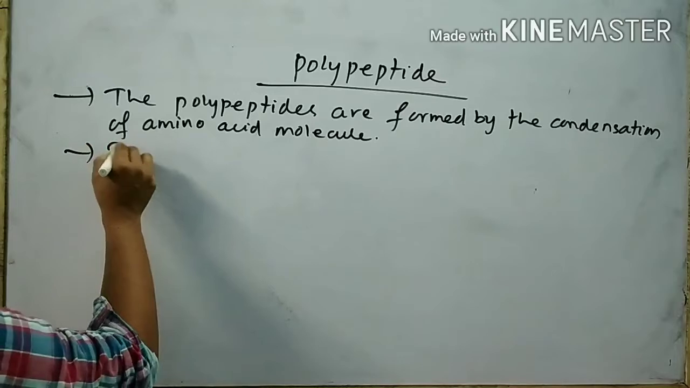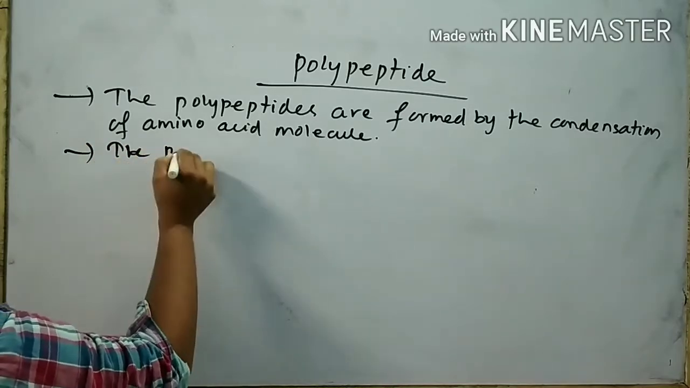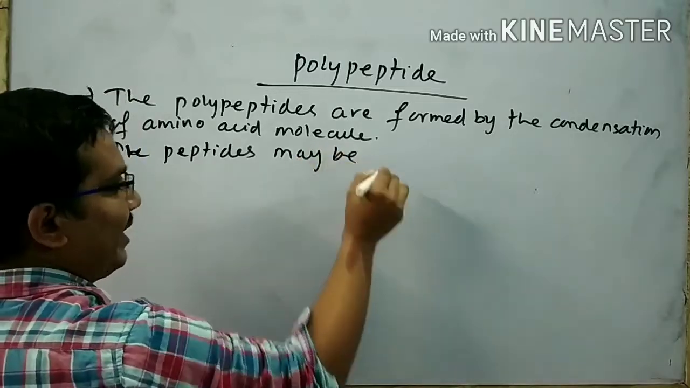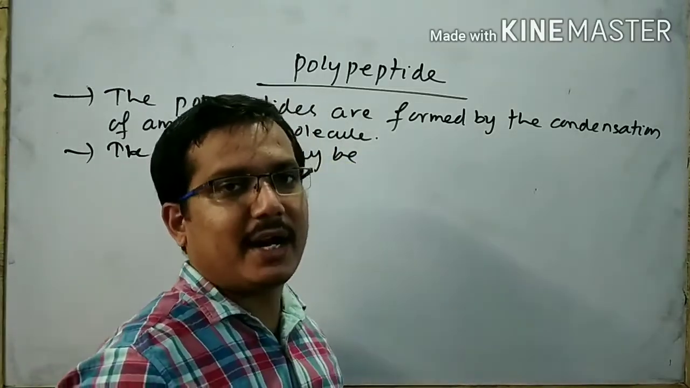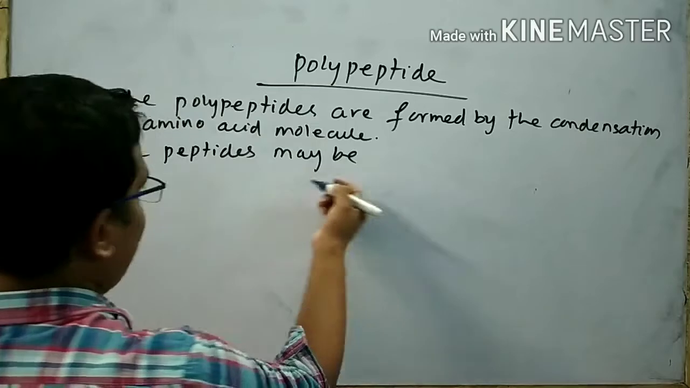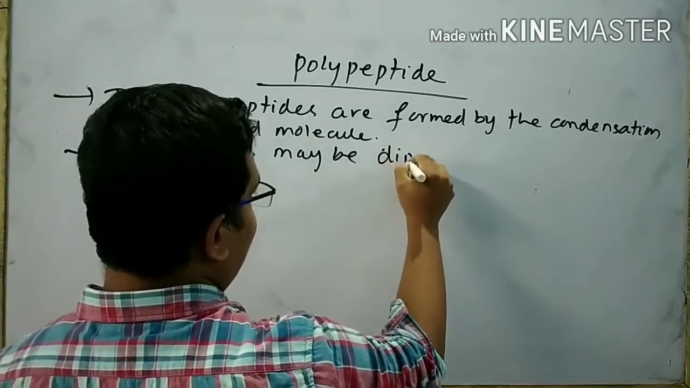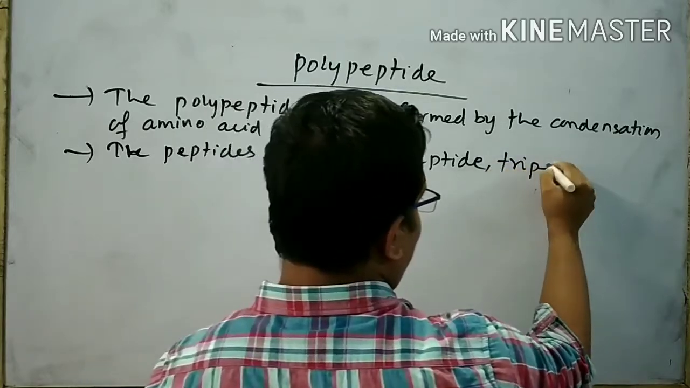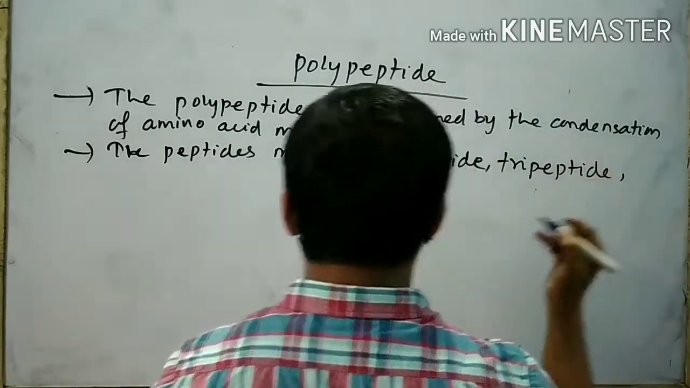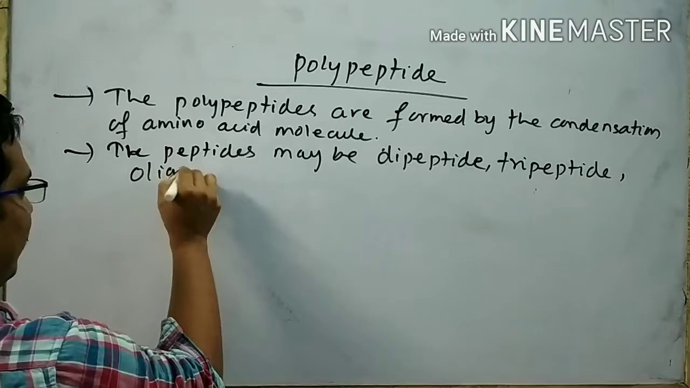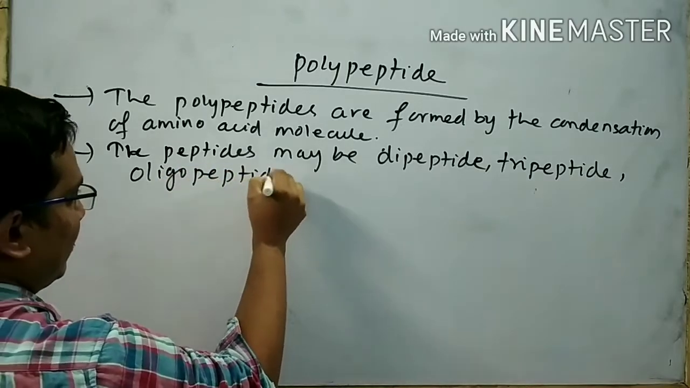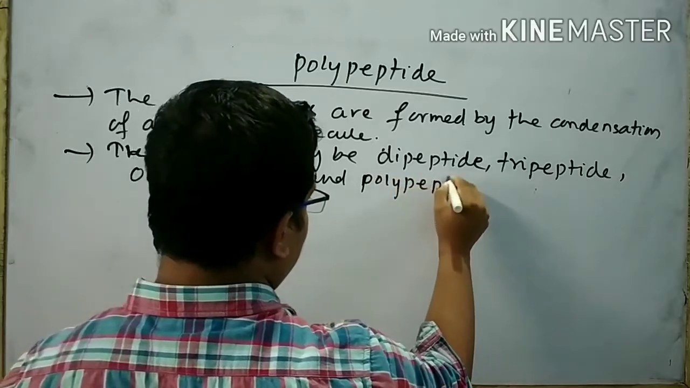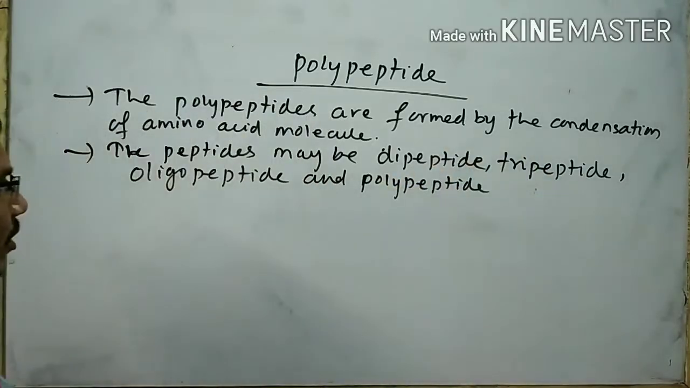The peptides may be dipeptide, tripeptide, oligopeptide and polypeptide. So we can write the peptide may be dipeptide, tripeptide, oligopeptide and polypeptide.